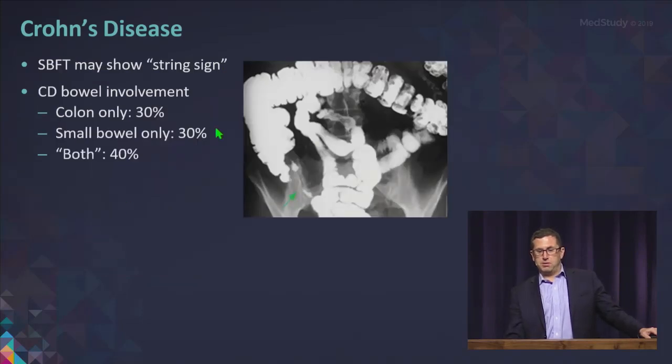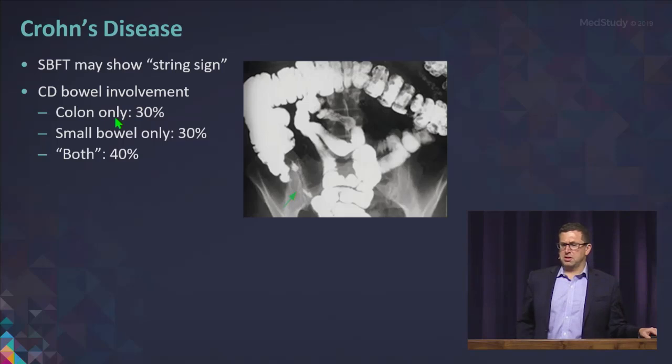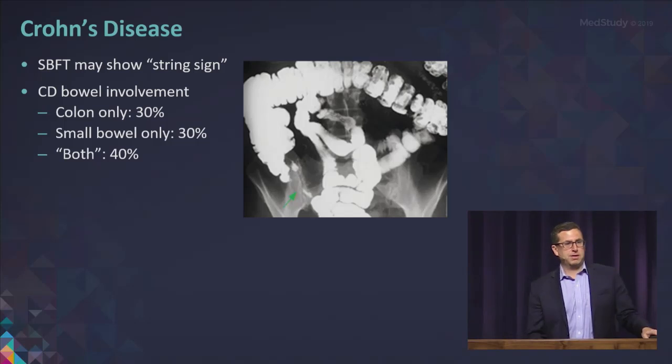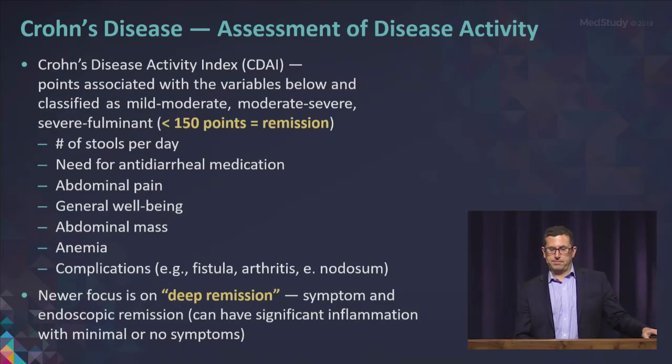This is an X-ray of a small bowel follow-through. You could see here that the small bowel is narrowed and tethered to each other, so that would be typical of Crohn's disease. Traditionally, it's been felt that you'll see colon disease only in about 30%, small bowel disease alone in 30%, and both small bowel and colonic disease in about 40% of cases of patients with Crohn's disease.